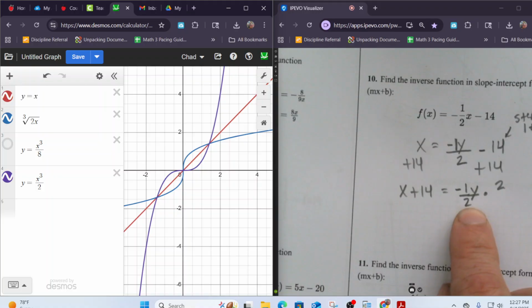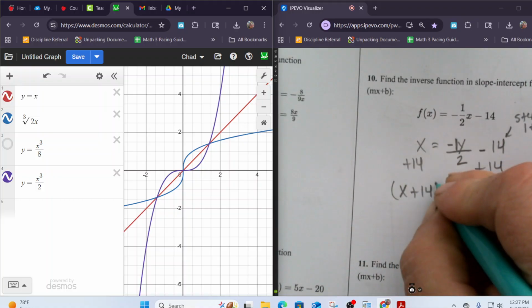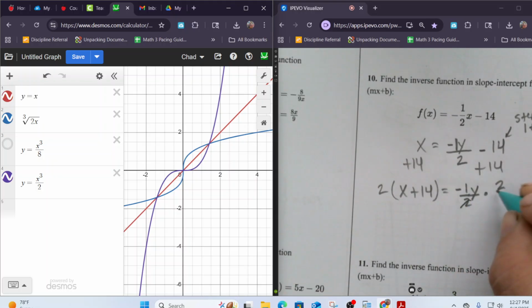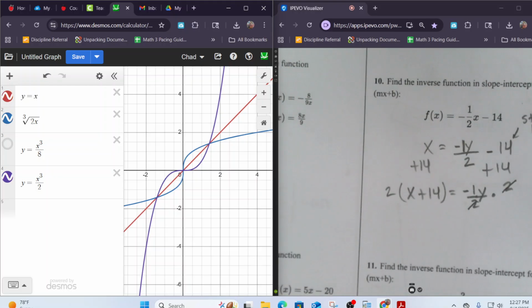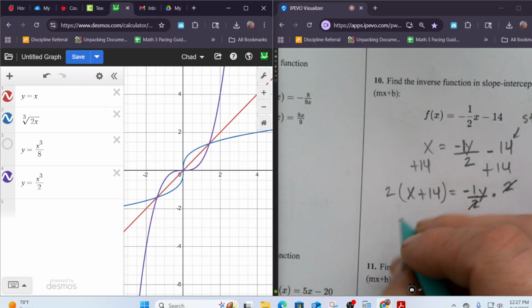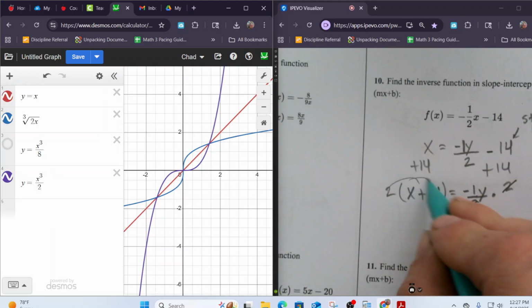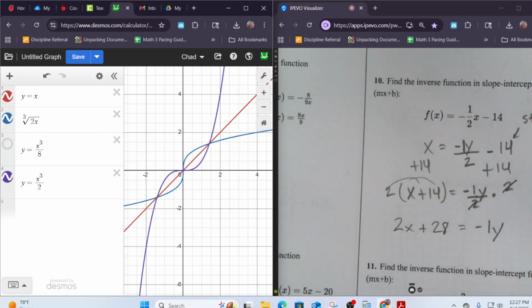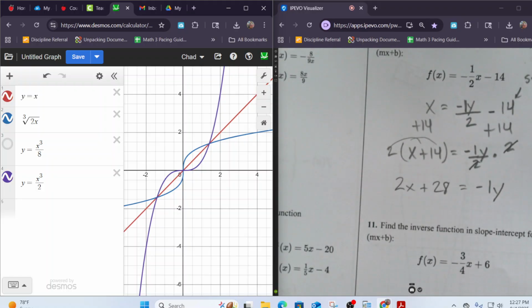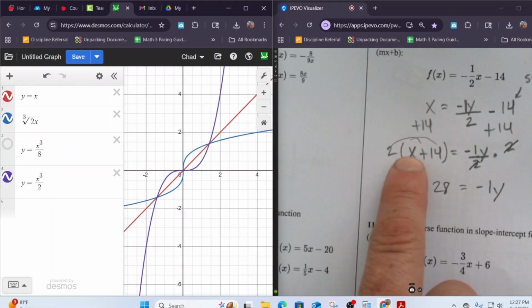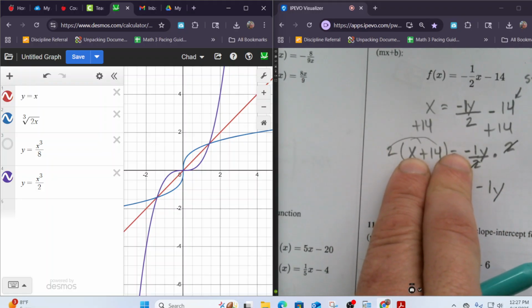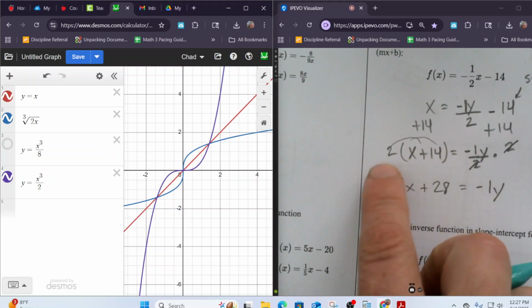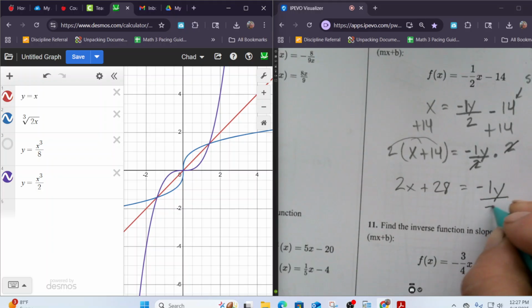To get rid of the 2, I need to multiply it on both sides. And that clears off the 2 here. All right. So what that's going to leave me with, I'm going to distribute that. 2x plus 28. Don't forget, if you got a 2 term like that, put parentheses around it and distribute it, okay? Divide by -1.